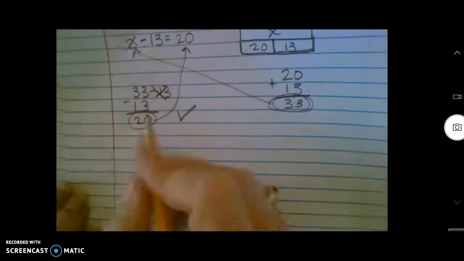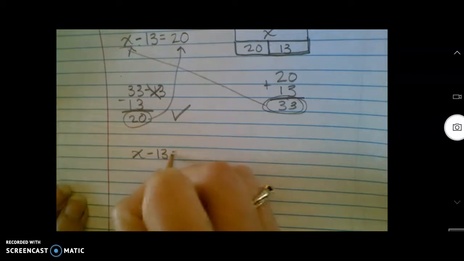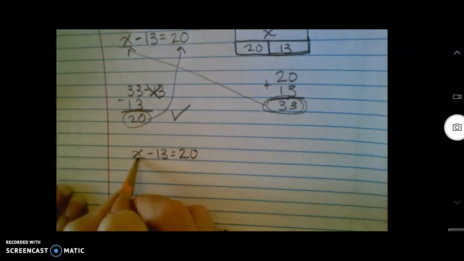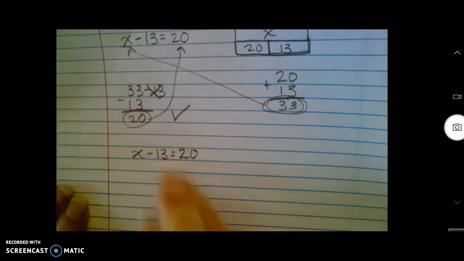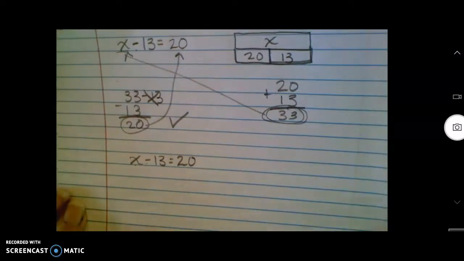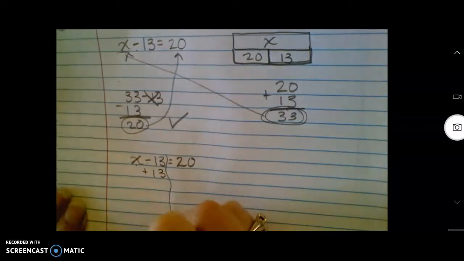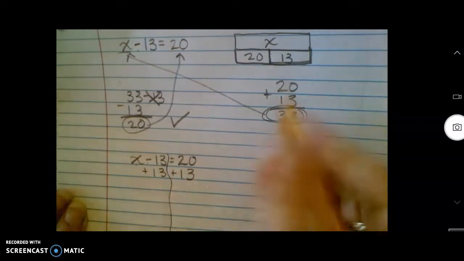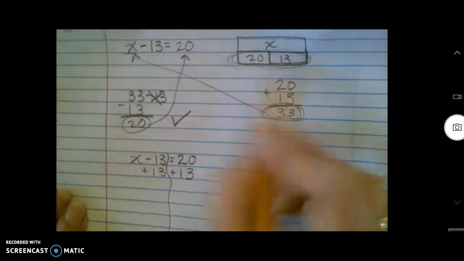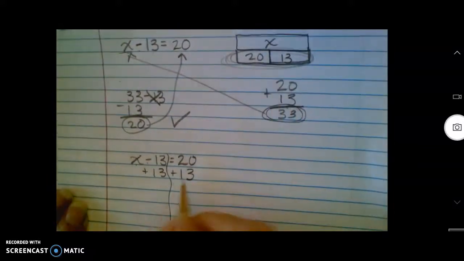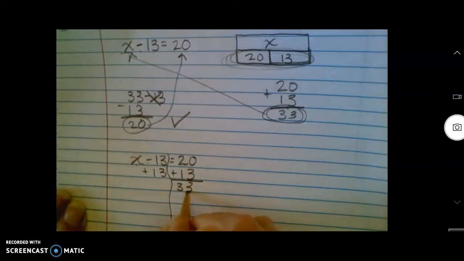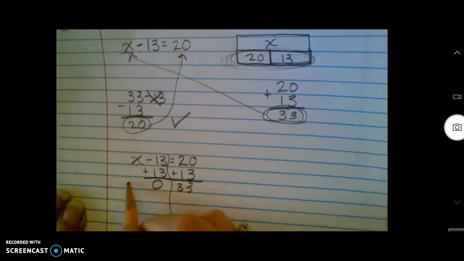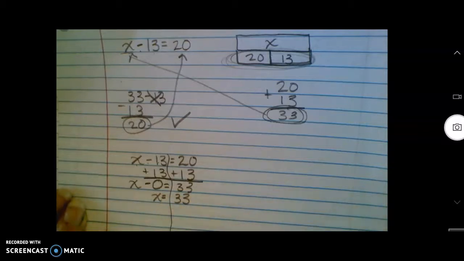If I wanted to do this algebraically, x minus 13 equals 20. What's being done to my variable? It's being subtracted. What's the inverse of subtracting 13? Adding 13. Whatever I do to one side, I have to do to the other side. And again, that's where this visual tells you you need to add those things. So I have 20 plus 13 is 33. I owe somebody $13. I give them $13. I now owe them nothing. So x minus 0 is the same as 33. So therefore, x is the same as 33.